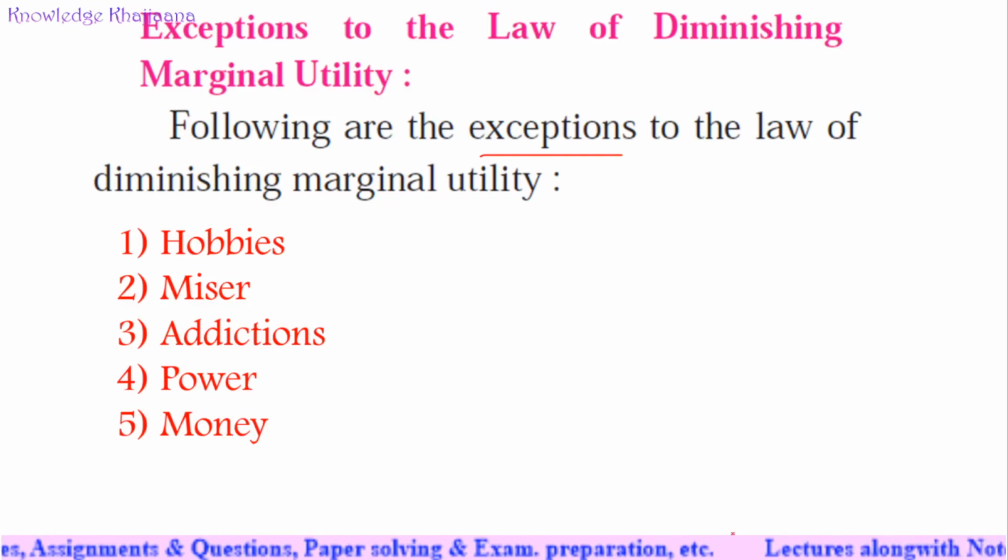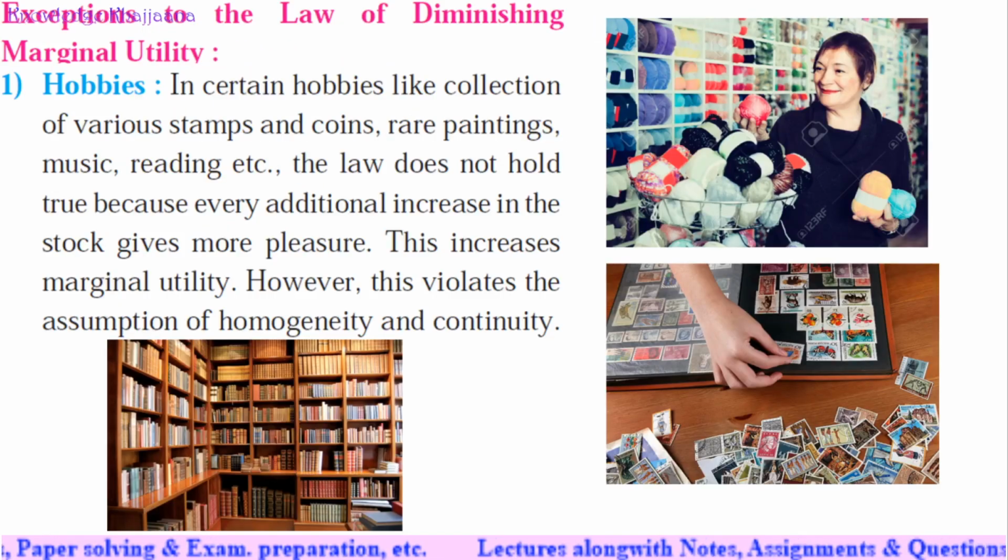See, the first is hobbies. Why is hobbies an exception to the law of diminishing marginal utility? See, as per the law of diminishing marginal utility, the utility derived diminishes with the reduction in the intensity of want. As much as the person consumes more, his utility will decrease. But this is an exception to that law.